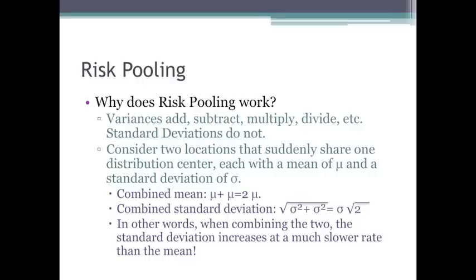I mean that the variance of A plus the variance of B is going to equal the variance of A plus B. However, the standard deviation of A plus the standard deviation of B does not equal the standard deviation of A plus B. Rather, that combined standard deviation is going to be the square root of the first standard deviation squared plus the second standard deviation squared.